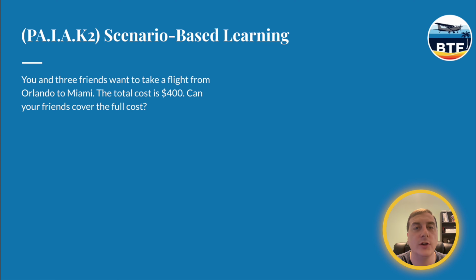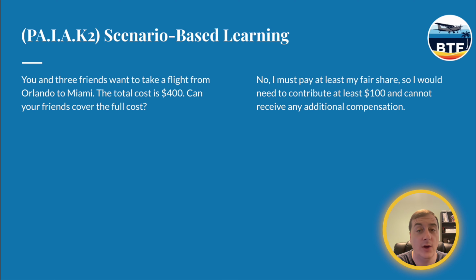So let's switch over to being a private pilot. You and 3 of your friends want to take a flight from Orlando to Miami. The total cost is $400. Can your friends cover the full cost? No. You have to pay your pro rata share, or your fair share, of the flight. So you need to contribute at least $100, and you can't receive any additional compensation on that trip.